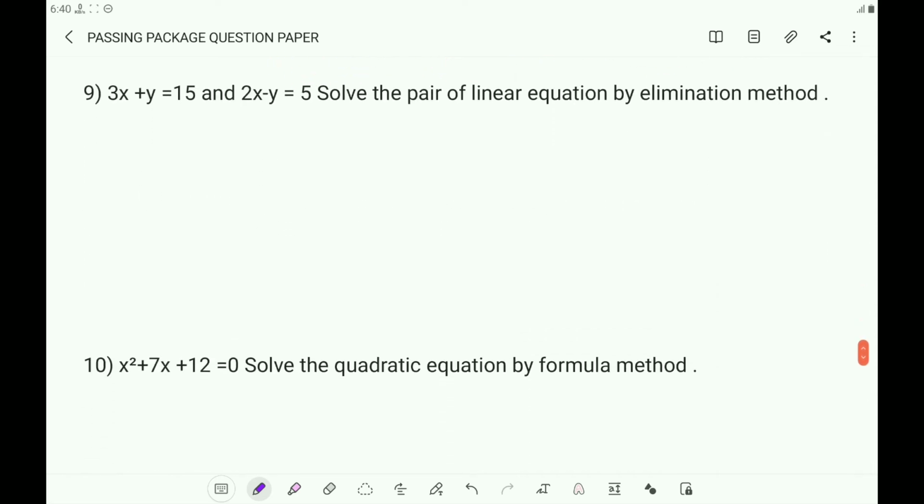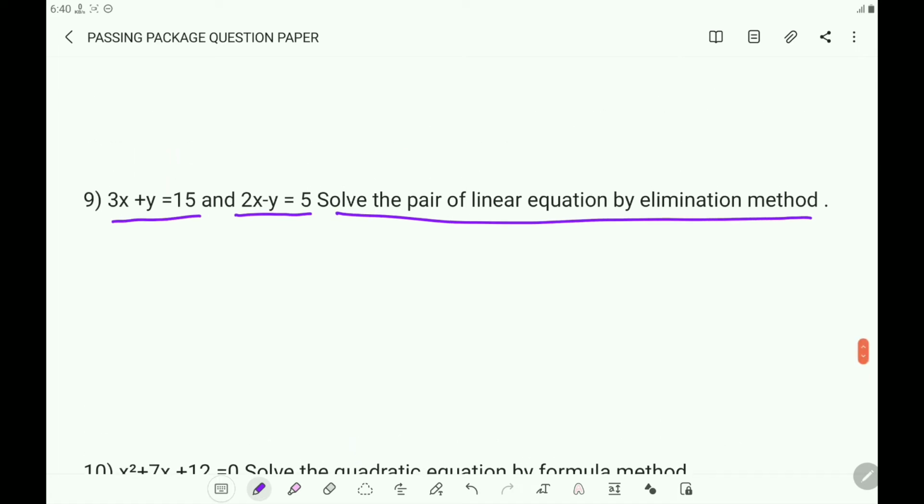Next, let us take question number 9. 3x plus y equals 15, 2x minus y equals 5. Solve the pair of linear equation by elimination method. So here take this equation 3x plus y equals 15, and second equation is 2x minus y equals 5. And here you observe you must eliminate any one of the variable. To eliminate any one of the variable, see the coefficient. Here y and y are having plus 1 and minus 1, which can be eliminated easily, but here these two are having different coefficients. You can't eliminate them directly. If you want to eliminate the x, you must multiply the first and second equation. But if you want to eliminate this y, you can do the addition easily.